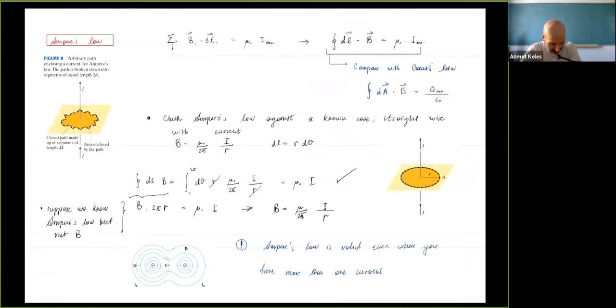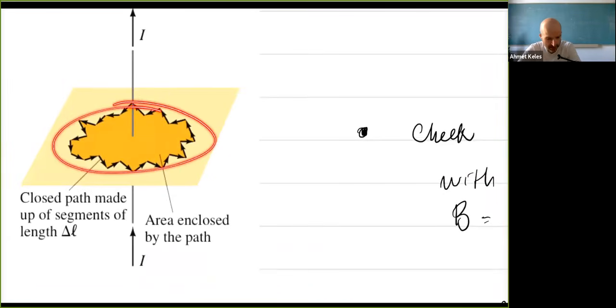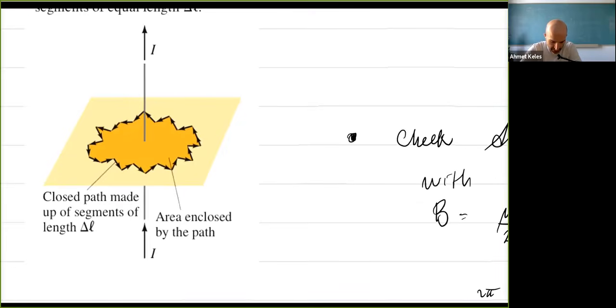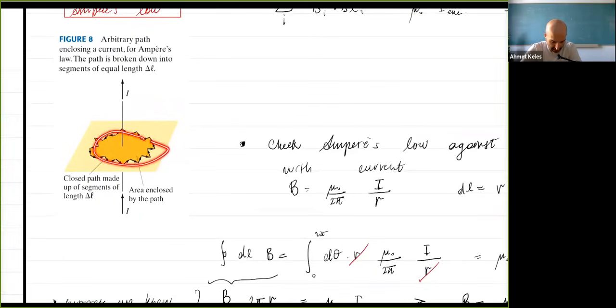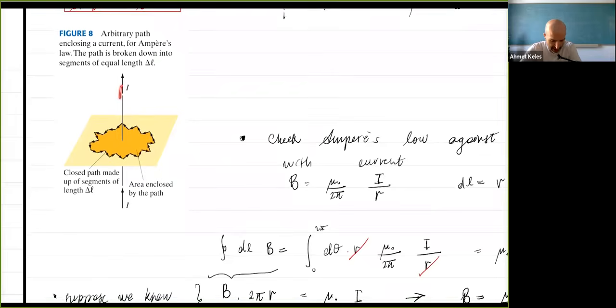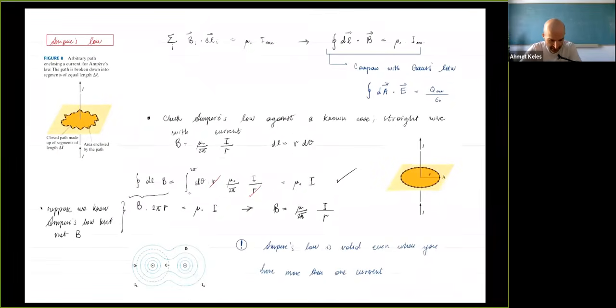Suppose you have a current. Let's say this is just one current. For simplicity, let's just imagine a single current in space. And Ampere suggested something like this. Suppose you have a loop around this current, and you break this loop into smaller chunks, smaller segments, which may or may not be straight. They don't have to be straight, right? But the important thing is this is a closed path, and inside this region there's a current.